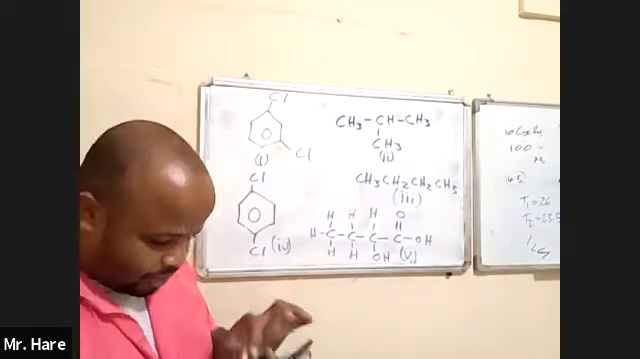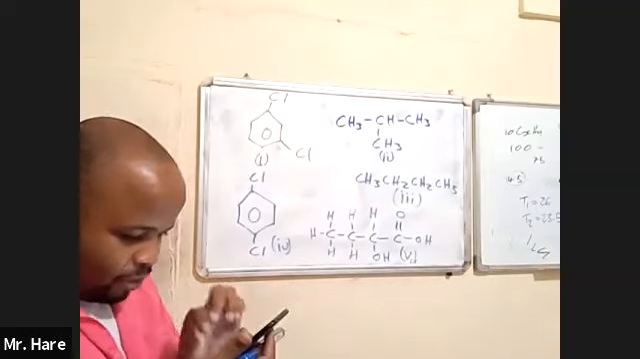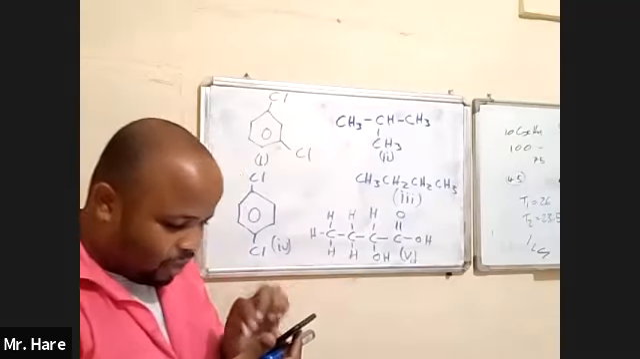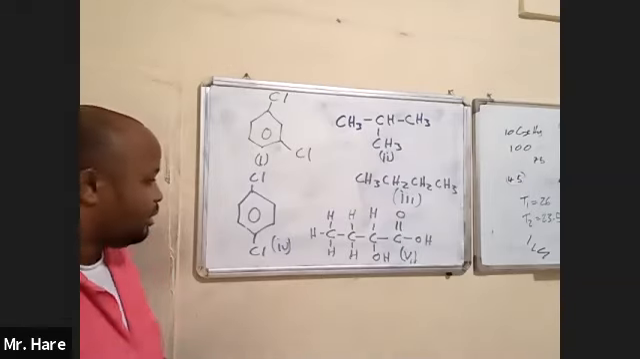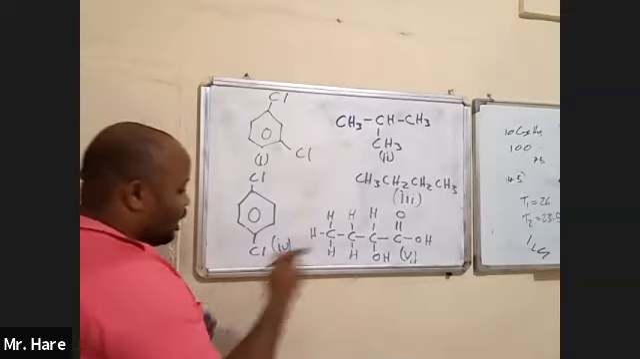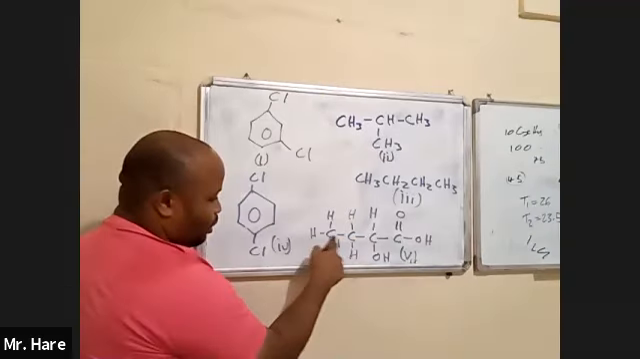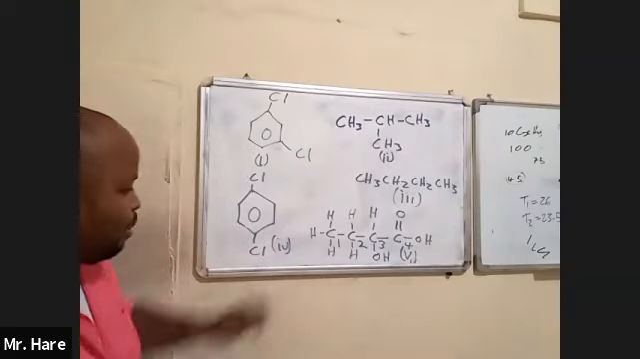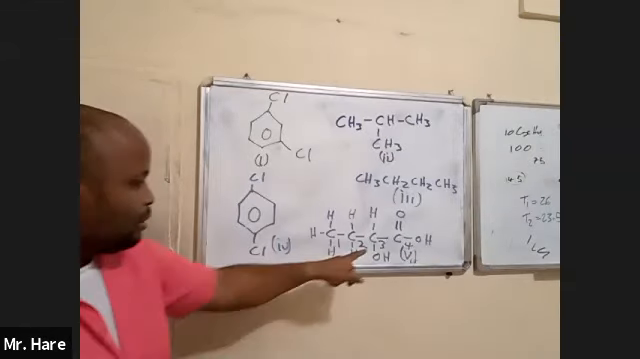Good. Then it says, from compounds 1 to 4, copy the one that possesses a chiral carbon atom and identify it with an asterisk. So which of these compounds has a chiral carbon? 5. That is correct. I am going to label the carbon atoms: carbon 1, 2, 3, and 4. Which of them is chiral?